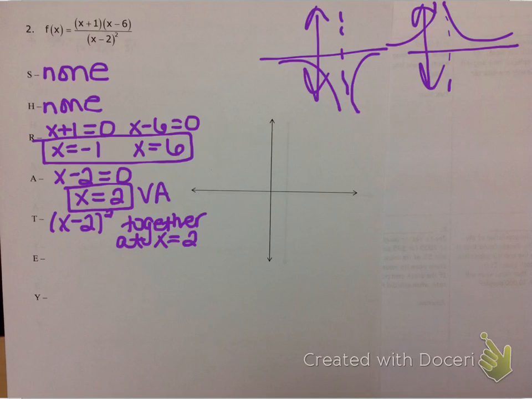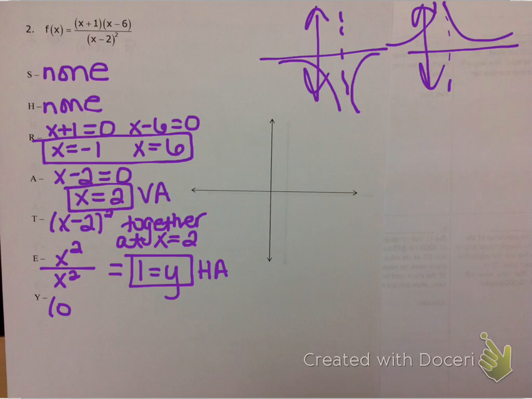Okay. The end behavior, the leading term on top would be an x squared if I FOILed it out, which I very rarely do. And the leading term on bottom would also be an x squared. And so that reduces down to 1. So I'm going to have a horizontal asymptote at y equals 1. Okay, and then my y-intercept, when I plug 0 into the equation, I'm going to come up here to show the work. My first factor would be 0 plus 1. My second factor would be 0 minus 6. And my denominator would be -2 squared. So I would have -6 over 4, which is -3/2.